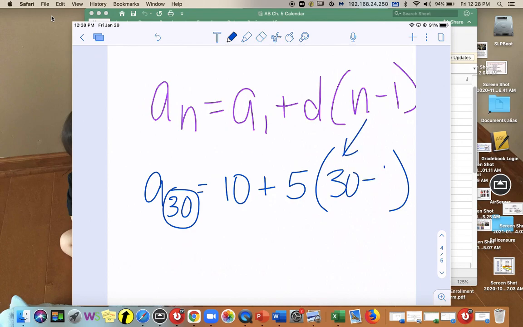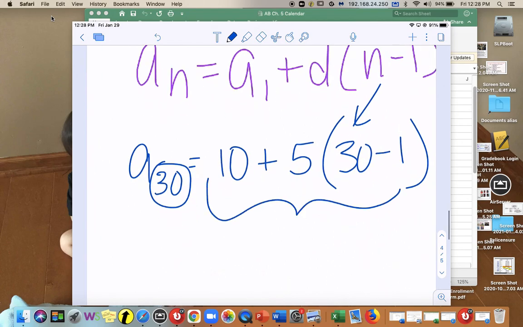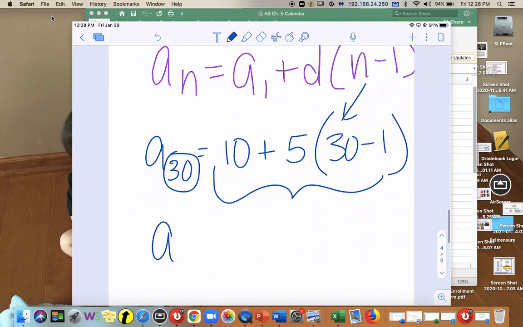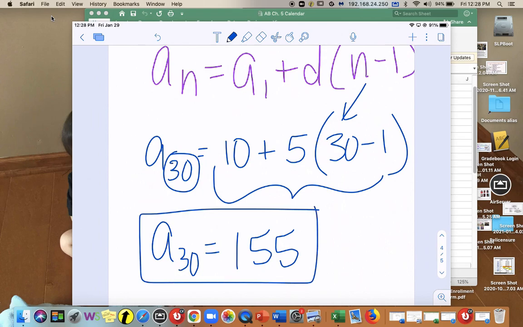So this will be 30 minus 1. And now I have numbers on this whole side, and I can just type that in. So 10 plus 5 parentheses, 30 minus 1, which is 29. If I plug that in, we can see that in the 30th row, there's 155 seats. So the explicit formula allows us to just plug in one number and then get the answer instead of adding 5 every time, like 30 times or 29 times.